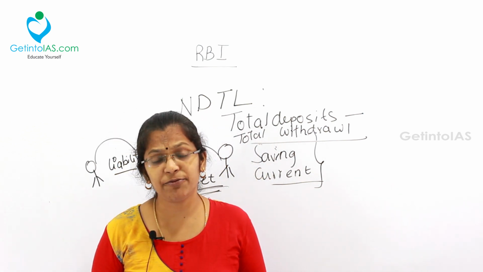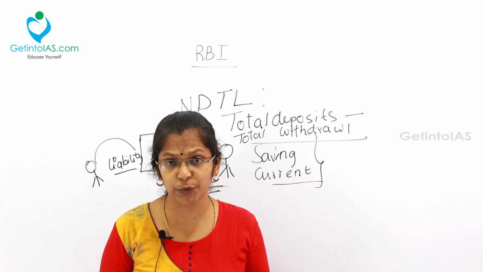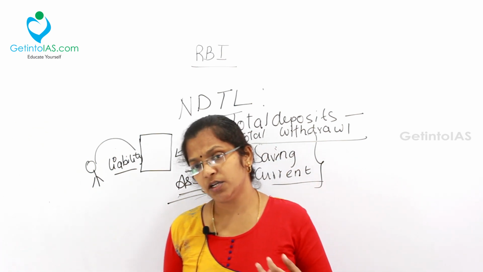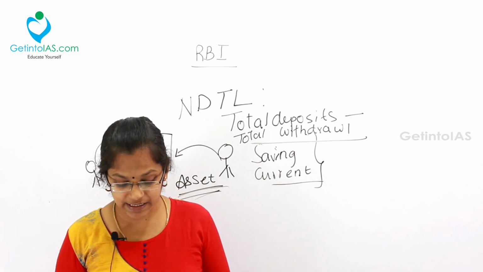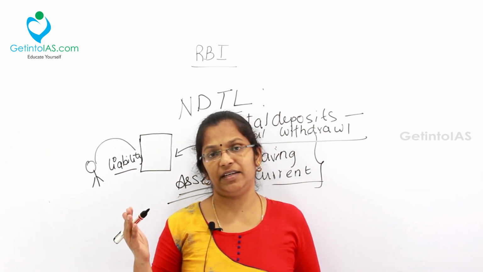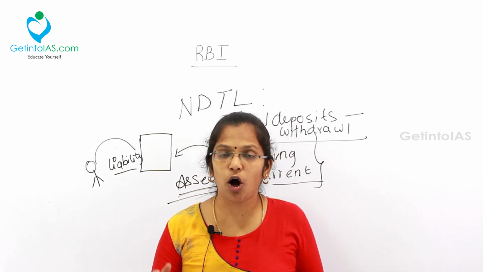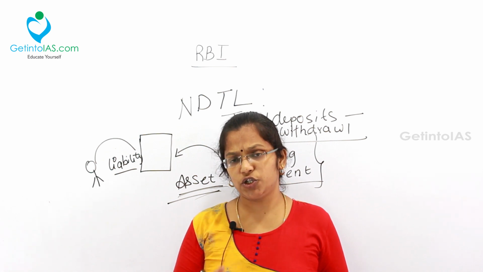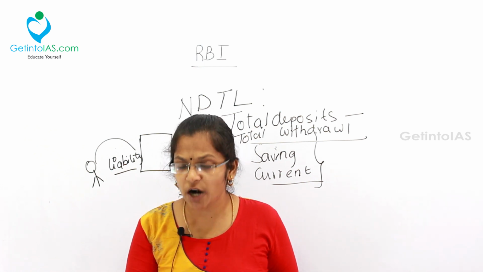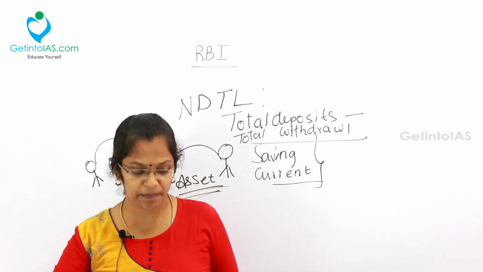If there is a shortage of money in the economy, what will the RBI do? The RBI will purchase back the securities. In this way, the money supply, that is the liquidity, is controlled by the RBI through open market operations. So open market operation means the direct selling of bonds to the public, and it is used to control the money supply. By selling the bond, money is contracted. By buying back the bond, money is supplied back to the economy again.